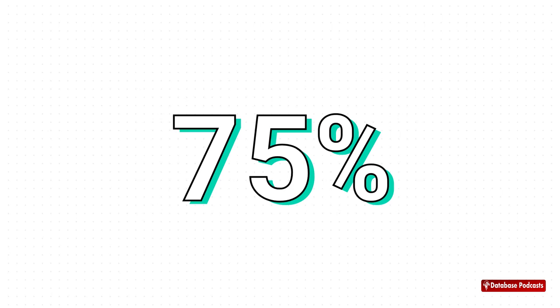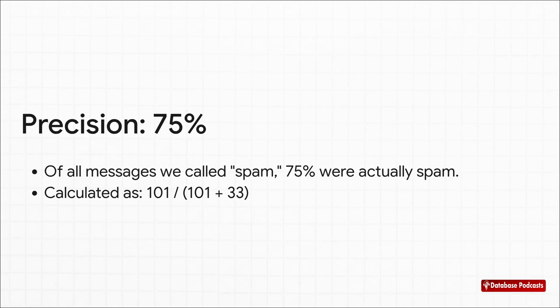So how do we actually grade this performance? Well, let's start with a really important one. Those legitimate emails we accidentally flagged as junk. This brings us to a metric called precision. It asks a very specific question: of all the emails we predicted were spam, what percentage were actually spam? So we take the 101 we got right, and we divide it by the total number we flagged as spam, which is that 101 plus the 33 we got wrong, and that gives us a precision of 75%.